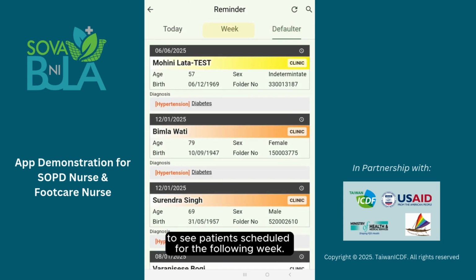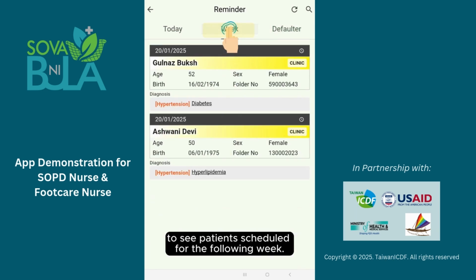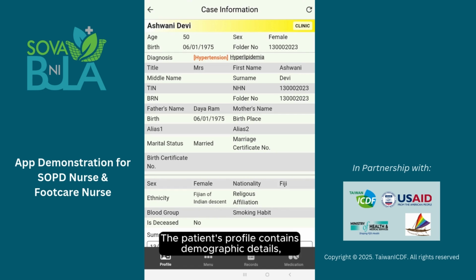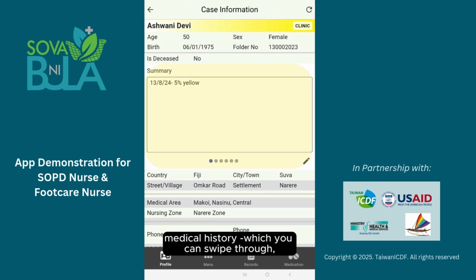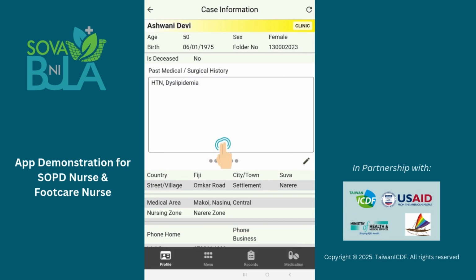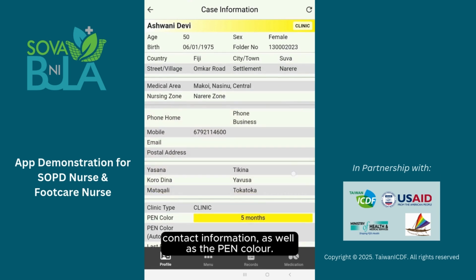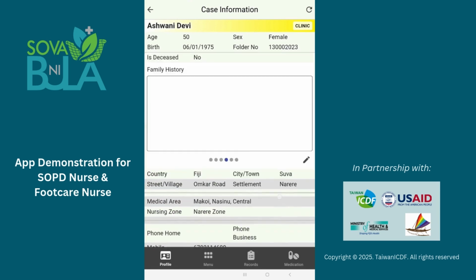Tap on Week to see patients scheduled for the following week. Next, tap on Patient's Info to open the patient's profile. The patient's profile contains demographic details, medical history, which you can swipe through, contact information, as well as the pen color.